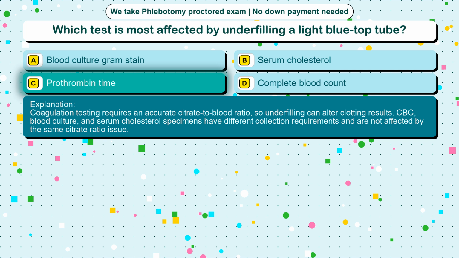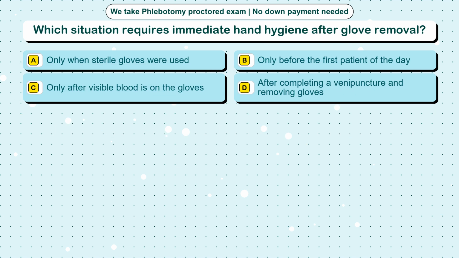Question 46. Which situation requires immediate hand hygiene after glove removal? Option A. Only when sterile gloves were used. Option B. Only before the first patient of the day. Option C. Only after visible blood is on the gloves. Option D. After completing a venipuncture and removing gloves.